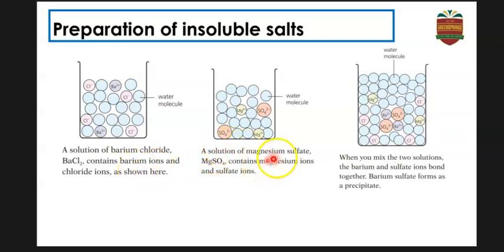The same thing with magnesium sulfate. Magnesium sulfate is a soluble salt. So you would expect that in the solution, you will get magnesium ion and sulfate ion. Now what happens is that when we mix the two solutions together, there's going to be a reshuffling. The magnesium will now combine with chloride while the barium ion will combine with sulfate ion. I repeat, the magnesium ion combines with the chloride ion while the barium ion combines with the sulfate ion. So that gives rise to the formation of barium sulfate.